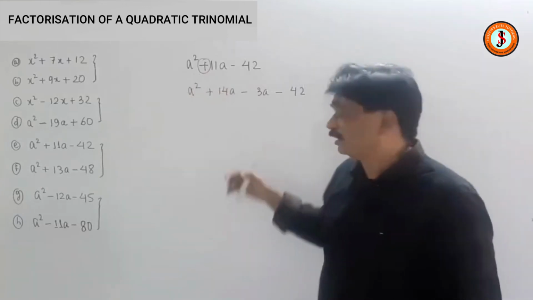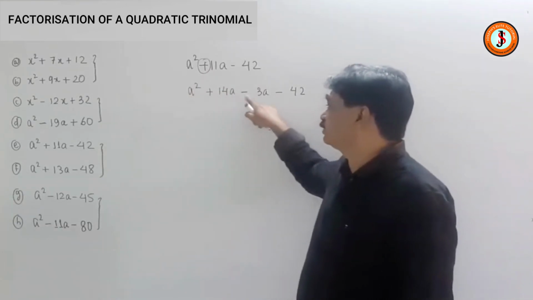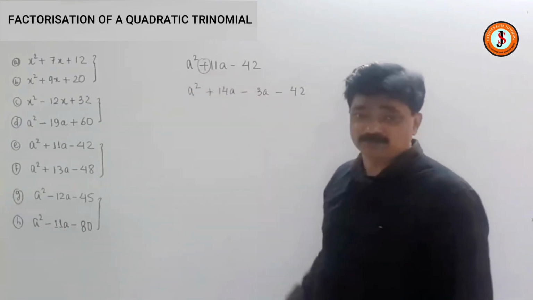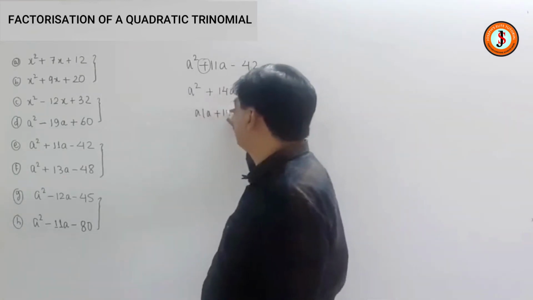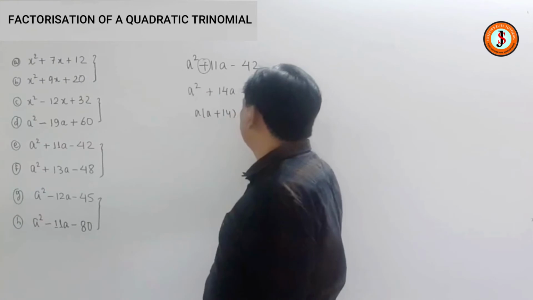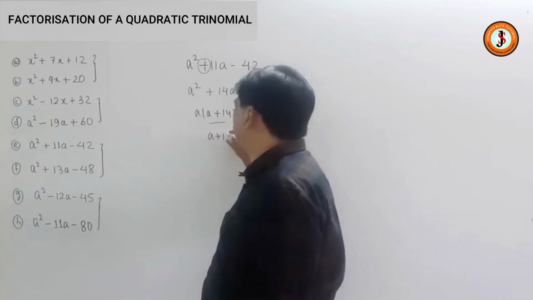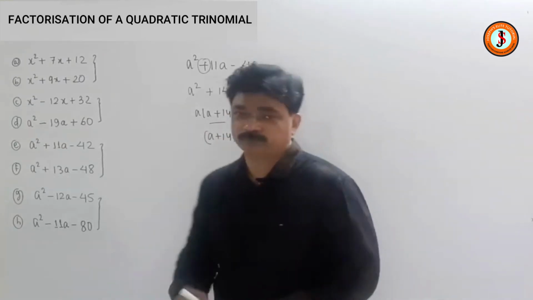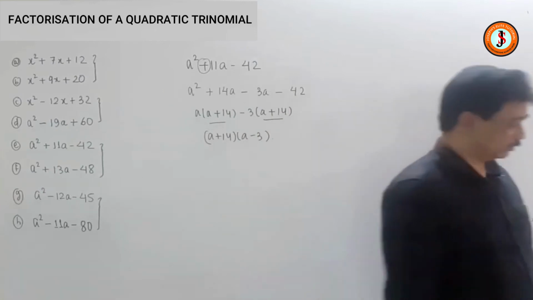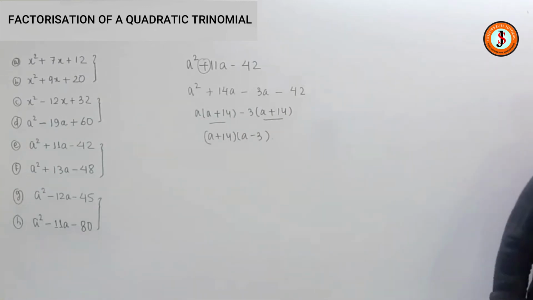So we are correct. If I would have put minus 14 and plus 3, it would be 11 but minus 11. So that way also you can think. Now a plus 14, a minus 3, so you get a plus 14 and a minus 3. So that's very, very important. Did you understand?